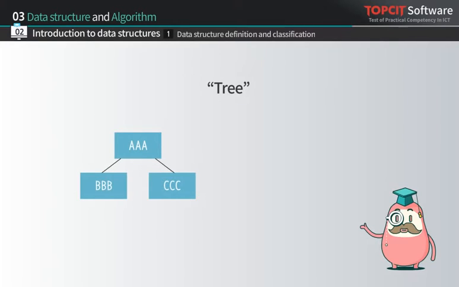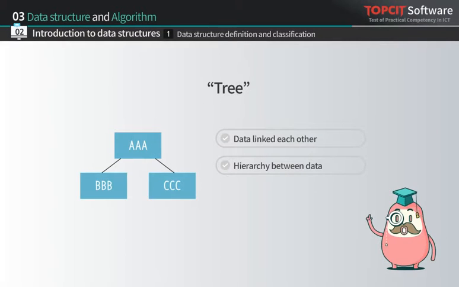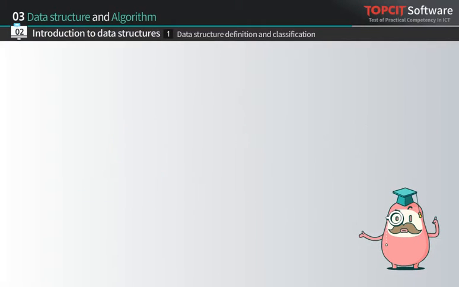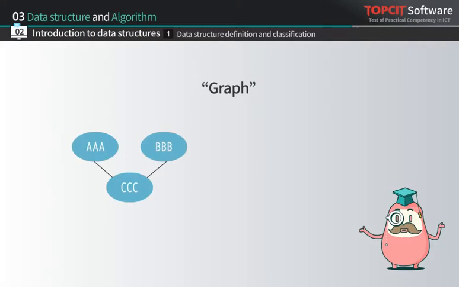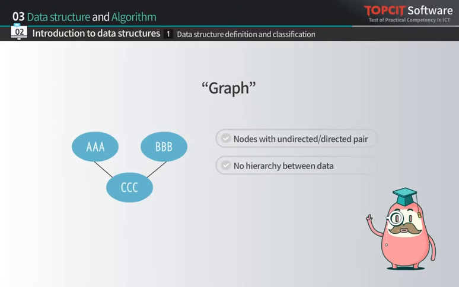Next is the tree. A tree is linked to each other, and it has a hierarchy between data, and therefore it is a commonly used data structure for the company organization chart and the family tree. Next is the graph. A graph consists of a finite set of nodes, together with a set of unordered pairs of these nodes for an undirected graph, or a set of ordered pairs for a directed graph. Unlike the tree, the graph has no hierarchy between data. Accordingly, it can be used a lot for maps, public transport route maps, etc.